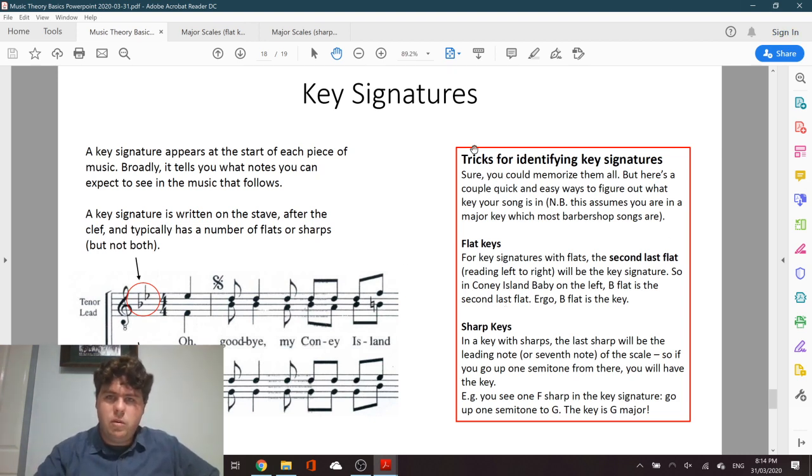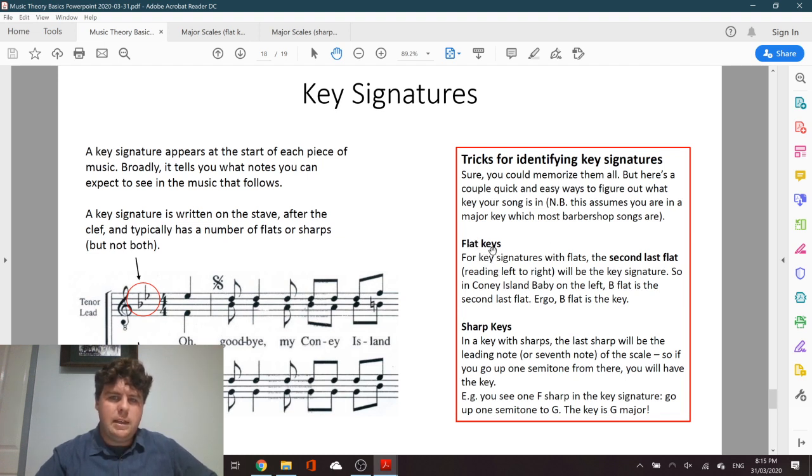Okay, there are some tricks for identifying key signatures. So sure, you could memorize them all. In fact, if you had my piano teacher, yes, you would have memorized them all because it's important to know them. But here's a couple of quick and easy ways to figure out what key your song is in. Note, this assumes that you are in a major key, which most barbershop songs are. Minor keys is probably a discussion for another day. I'm not going to cover it in this PowerPoint. But major keys are more common than minor keys in the music that we sing. So I figure it's more useful for us to know how to identify major keys.